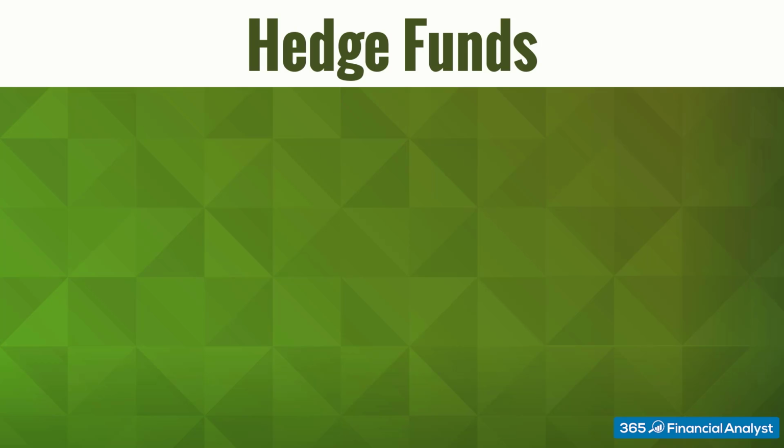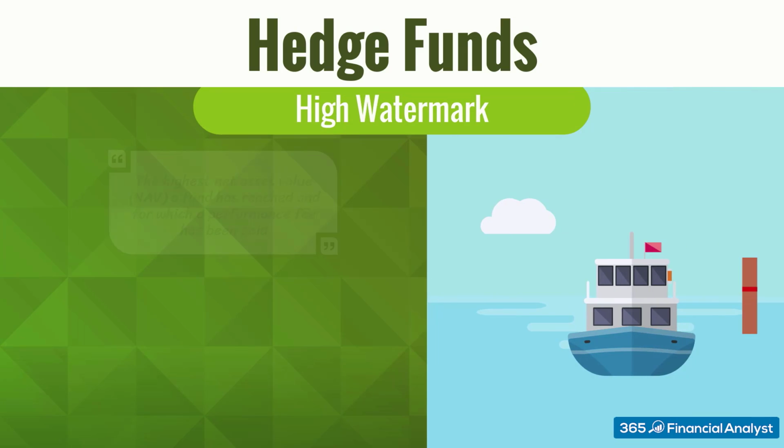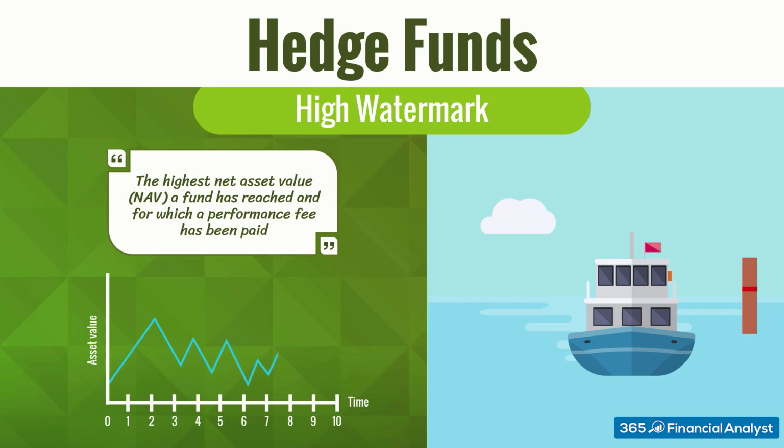Another widely used feature is the high watermark. This is the highest net asset value, NAV for short, that a fund has reached and for which a performance fee is paid. Setting a high watermark protects investors from paying fees on underperformance. It also ensures that they won't pay twice for the same increase in NAV. In other words, when high watermarks are in place, fund managers must recover any losses before charging a performance fee on the newly generated profits.